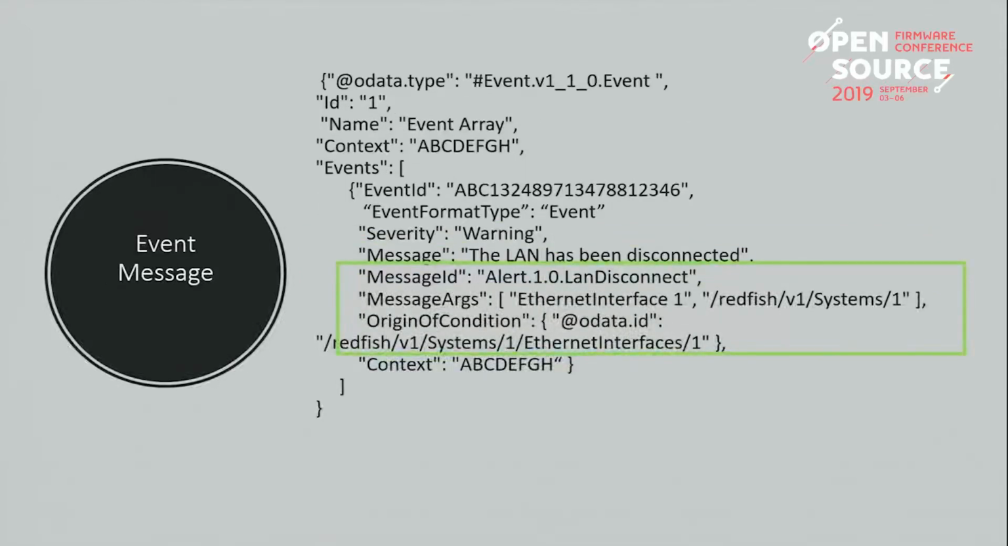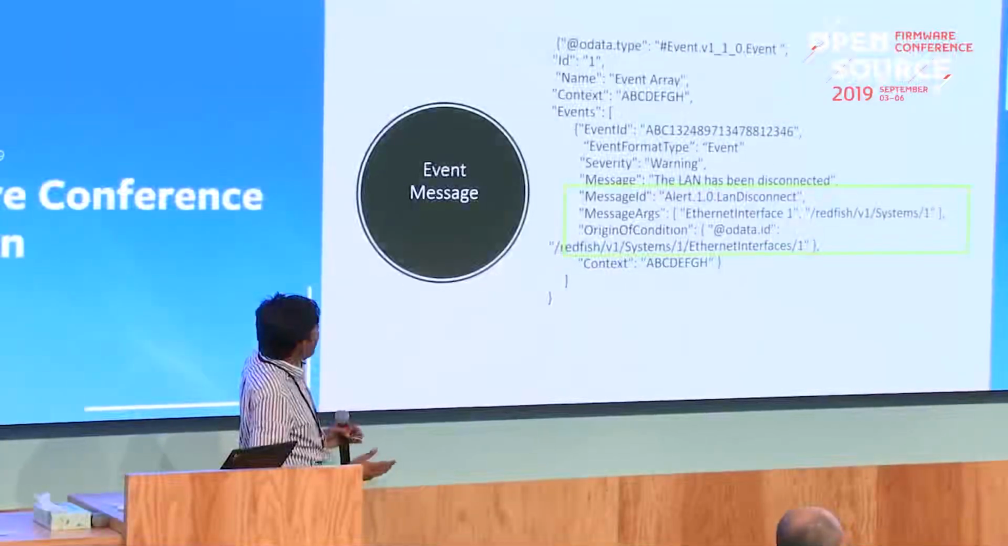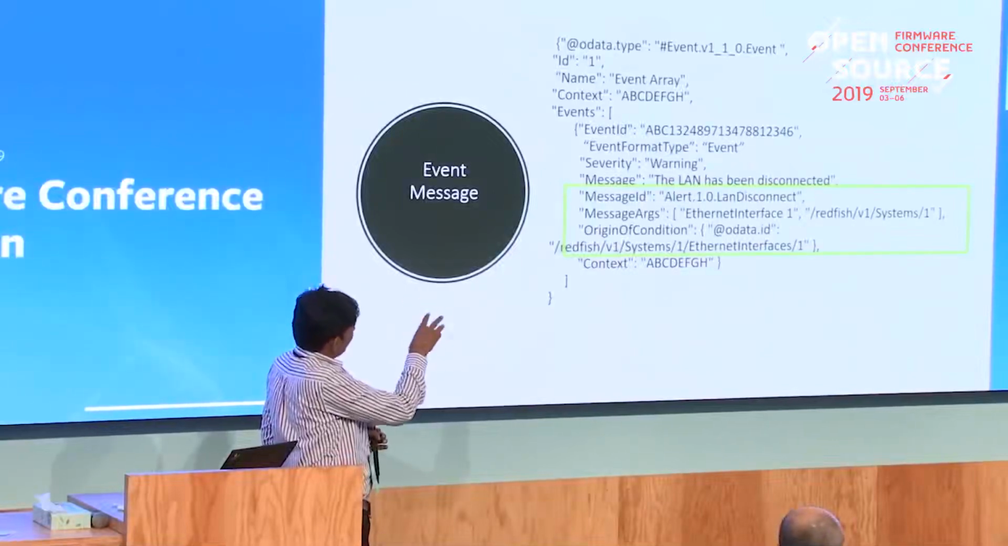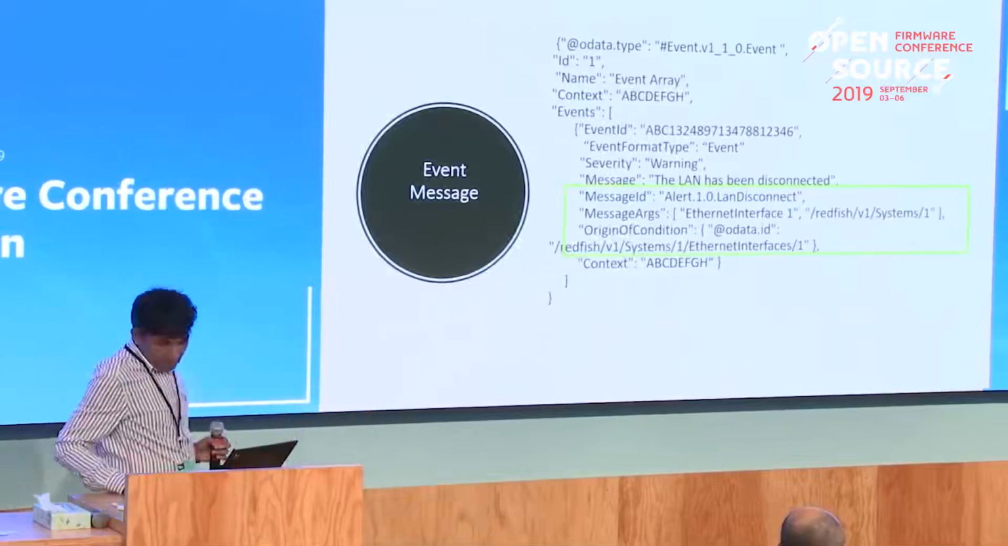The event message contains the events array. In an events array, we see the event type, the message, which is the message of the event, and the message ID. The message ID, when we talk about registries, is a registry ID, and there are message arguments, which again depend upon the message registries. So this is our event message.